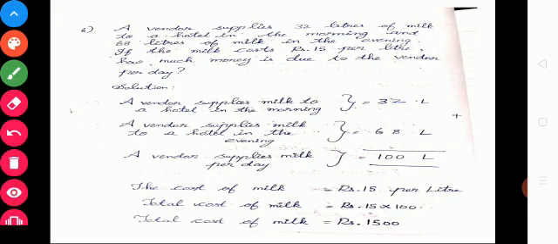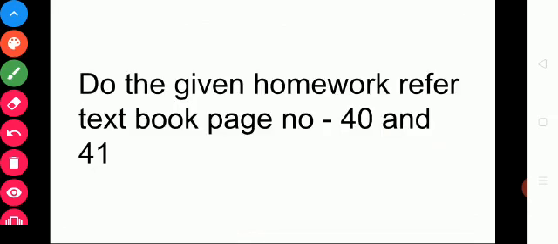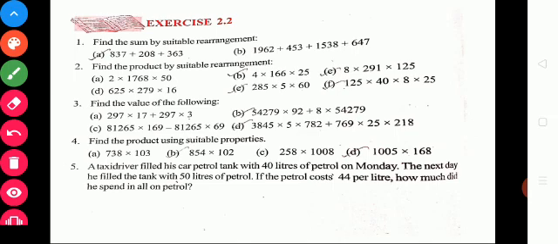Okay children, today the class is over. I hope you understood this topic. I have given homework in your textbook, page numbers 40 and 41. Do the sums carefully using the following properties. Okay children.